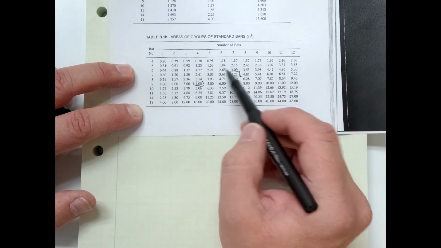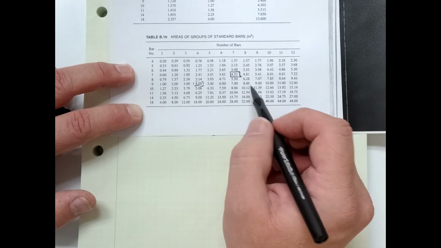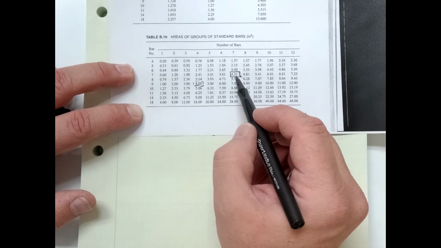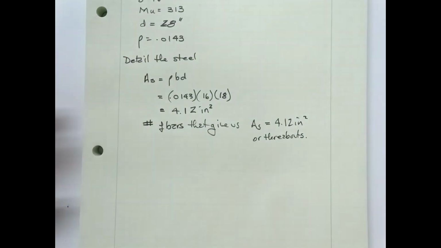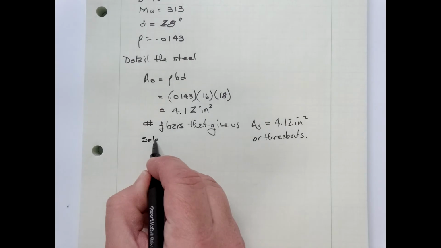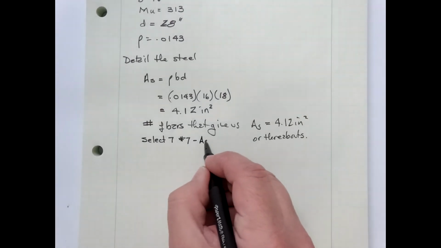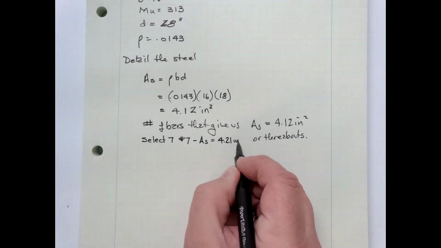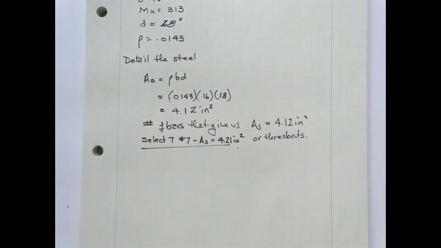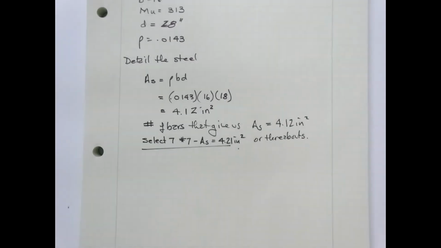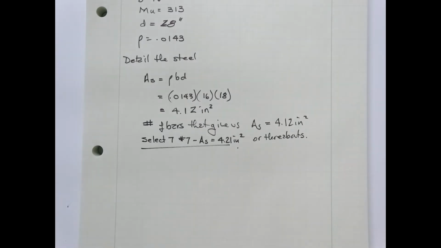4.42, that's worse. That looks like a good one, right? 7 number 7s. Go 7 number 7s. 7 number 7 bars. A sub s is equal to 4.21 square inches. Right? It's not what we wanted. And that's why we didn't stress over whether B was 18 or 20. Because it's still not what we wanted, right?